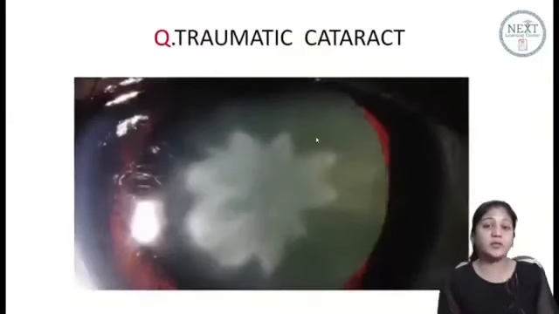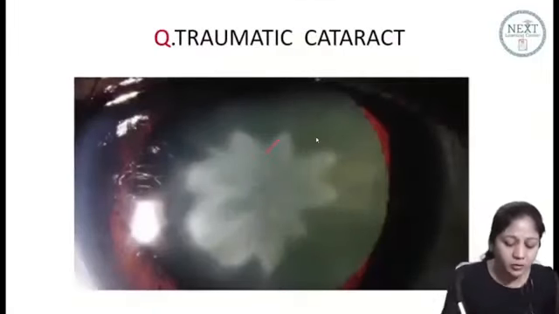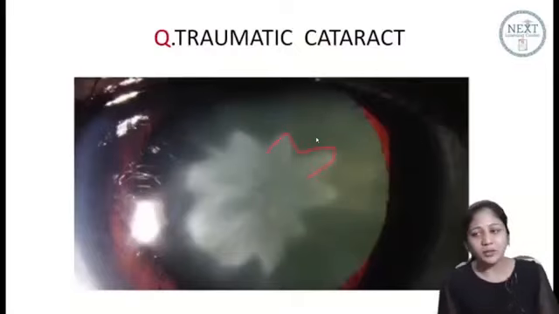Now this is a picture question, friends. See, this is called a rosette shaped cataract. Okay, it's a rosette shaped cataract.